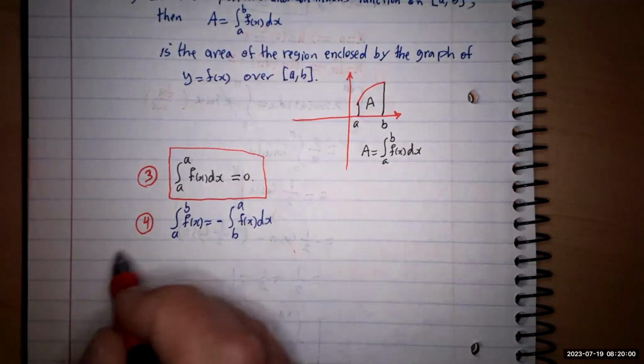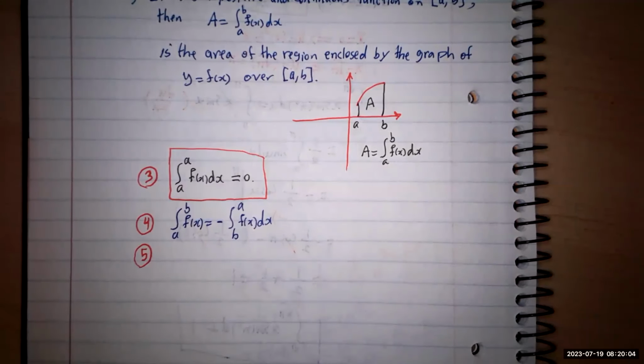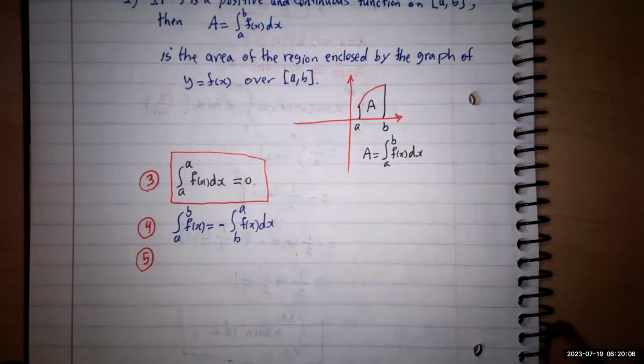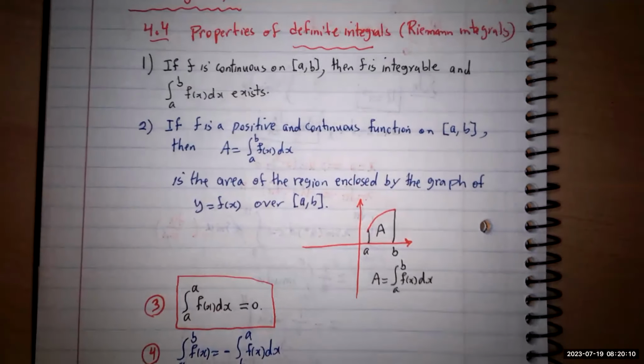Now this next one would be very important for us. What is this next one? We can find this integral so far if the function is continuous; it's guaranteed.